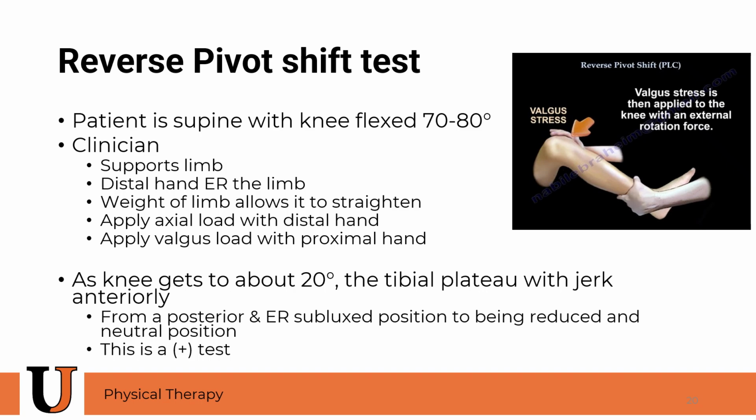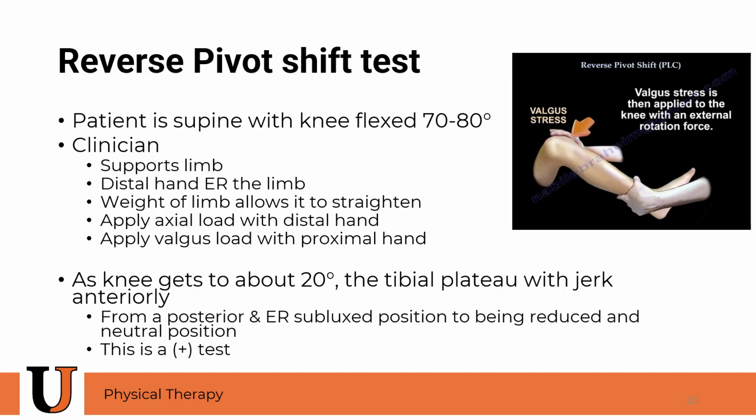I find that patients are just more likely to be apprehensive with this. This test can also be used for the posterior lateral corner. In order to conduct this test, you're going to have the patient in supine with the knee flexed to 70 to 80 degrees. And then as the clinician, you're going to support the limb, the proximal hand at the knee and the distal hand at the distal tib-fib region.